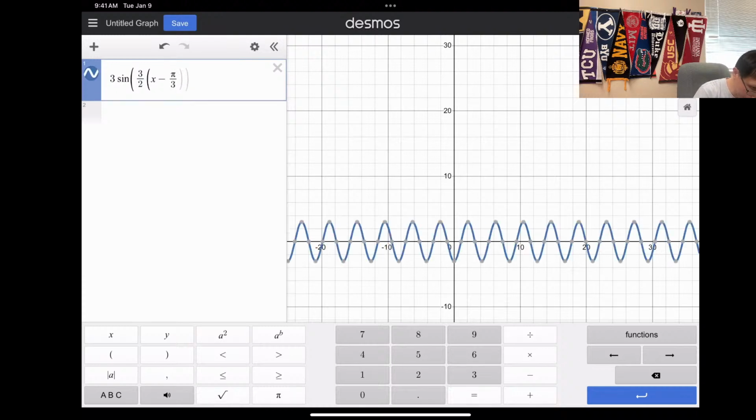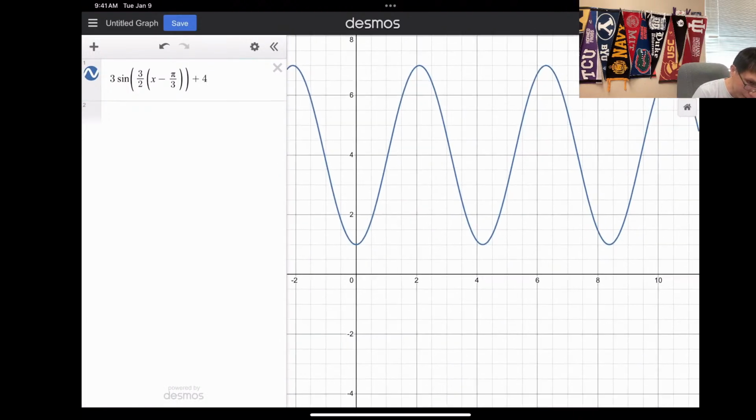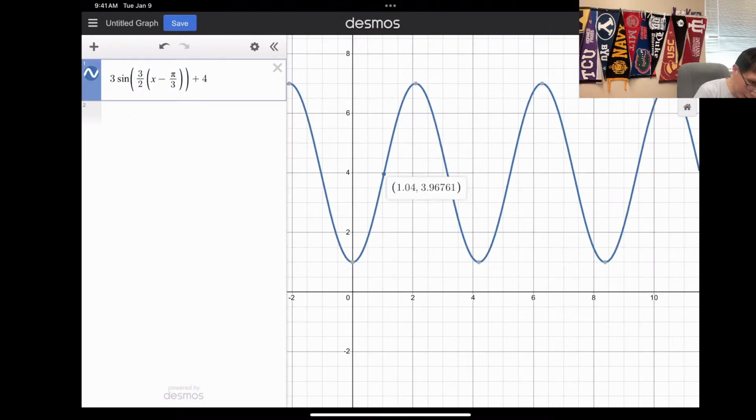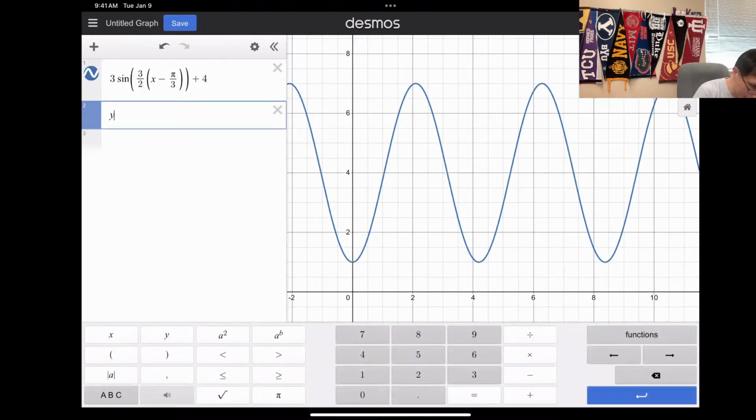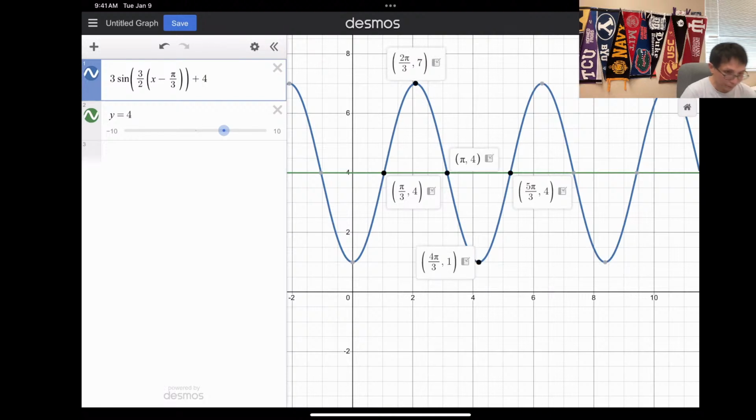And then what was the midline? Plus 4? Okay, so it's going to be like this. I will type in the midline first so you can tell where they are. At the first point, c is pi over 3. The second point is 2 pi over 3, 7. That was correct. So if you type in the midline, you can tell what that is.